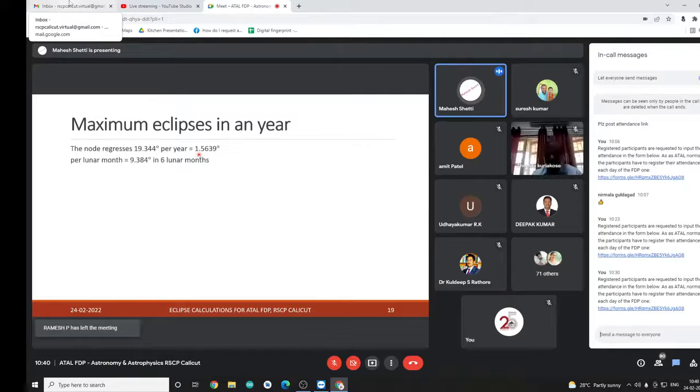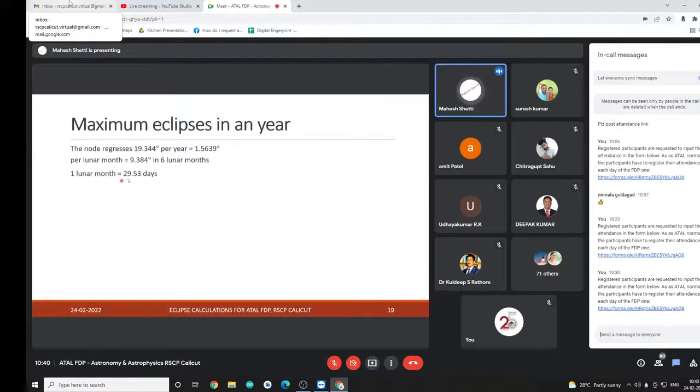Okay, sorry. I mean it is the same line because I have put another slide on this side. So node regresses 19.344 degree per year, which is 1.5 degree per lunar month, or 9.3 degree in 6 lunar months. Okay, after 6 months, the node has shifted 9 degree backwards.